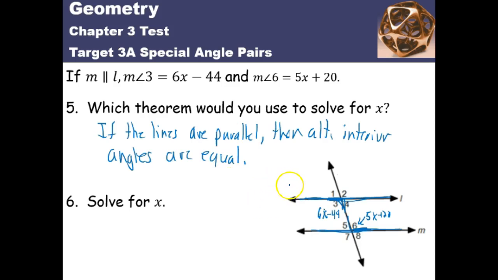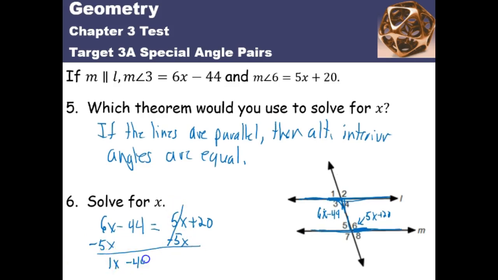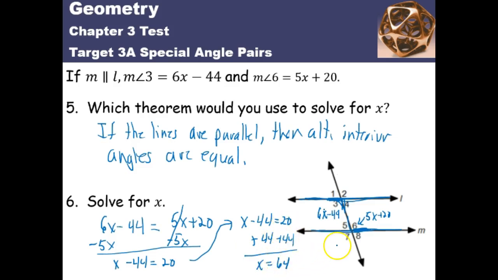Okay? Now we have to solve for x. Well, we said they're equal. So I'm going to say 6x minus 44 is equal to 5x plus 20, because they're equal. Now I'm going to solve. So I'm going to subtract 5x. That goes away, so I get x minus 44 equals 20. Then I'm going to add 44. And I get x is 20 plus 44, which is 64. So x is 64.